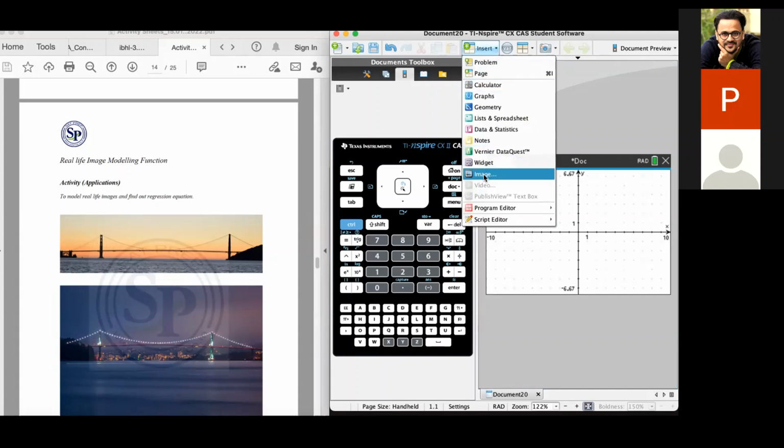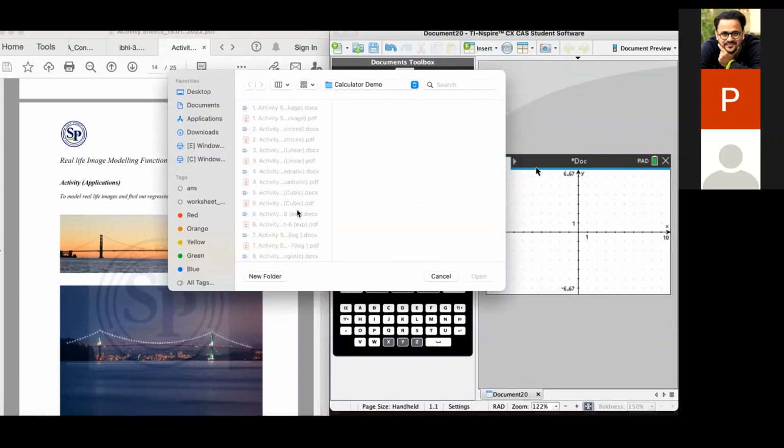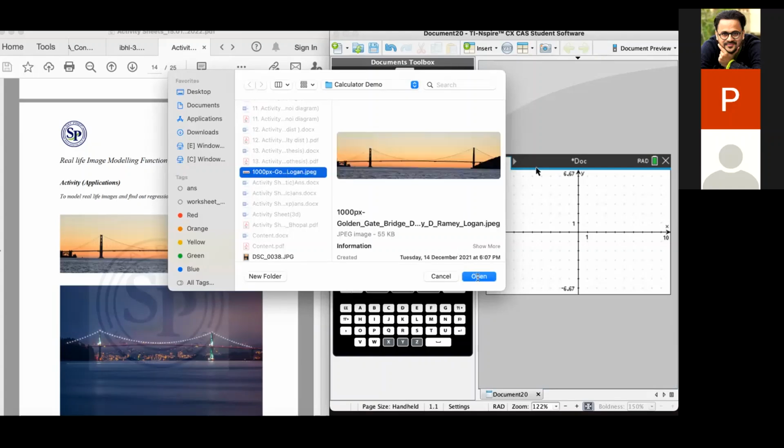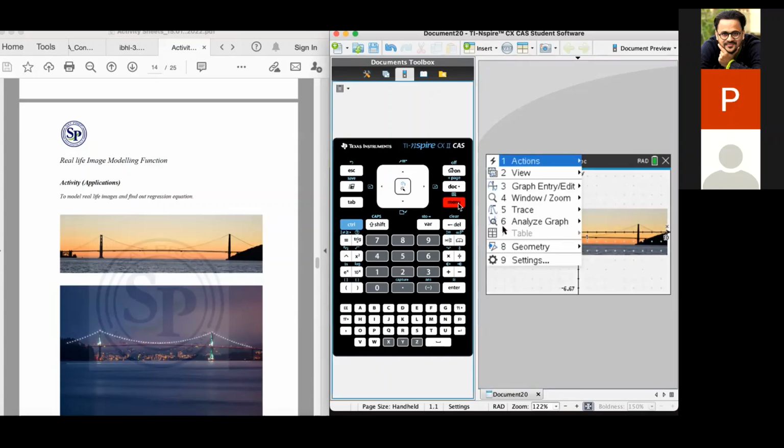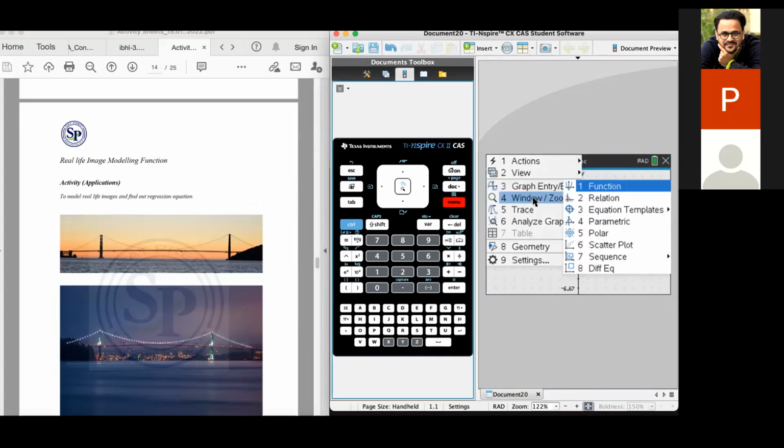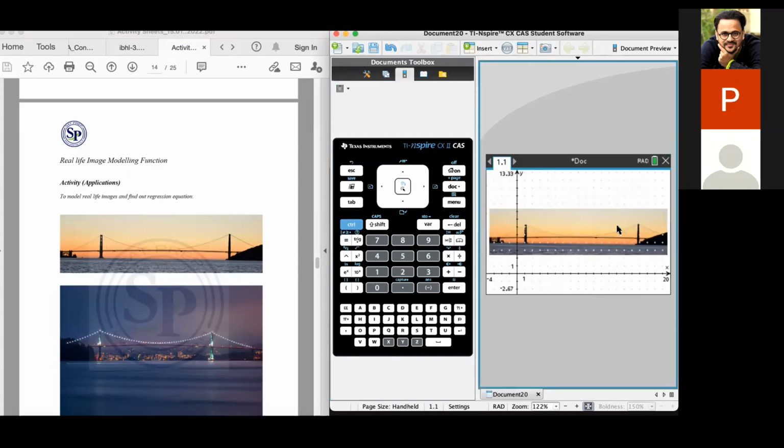You need to select the image. This image is already with me, and whatever image you want, you can select accordingly. As you will open here, your image will come on the graph. Then now we need to drag our image this way so that the origin can come over here. What exactly am I trying to do? The curve you can see in the figure, I am just trying to make the model function for this curve.